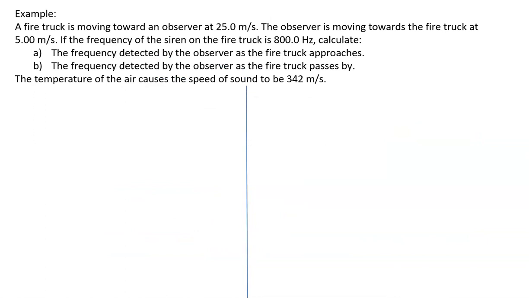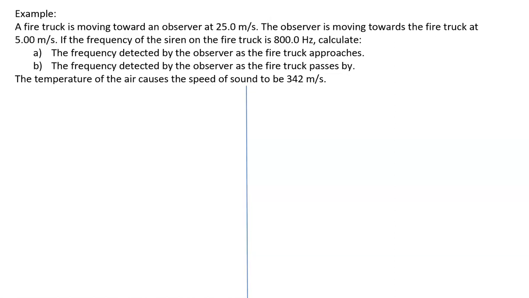A fire truck is moving toward an observer at 25 meters per second. The observer is moving toward the fire truck at 5 meters per second. If the frequency of the siren of the fire truck is 800 hertz, that means that from the fire truck's perspective, it's always going to emit that frequency. We want to calculate the frequency detected by the observer as the fire truck approaches and as the fire truck passes by, or just after it's passed. The temperature of the air causes the speed of sound to be 342 meters per second at this particular time.